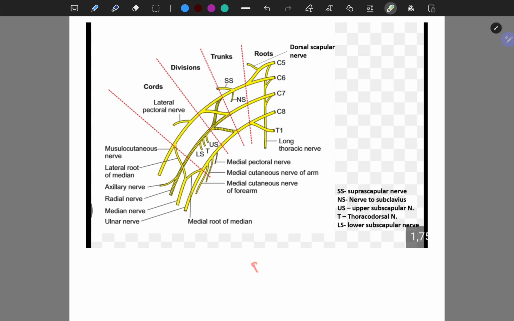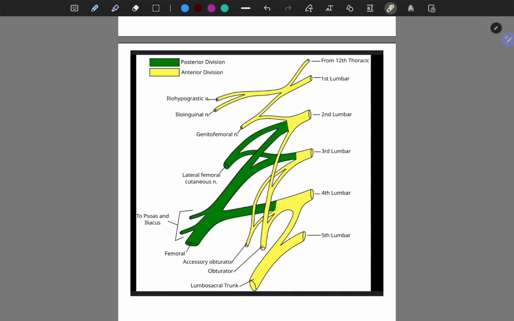The brachial plexus will get compressed in thoracic inlet syndrome, like when the patient has a cervical rib. And this is very important: the lumbar plexus, T12, L1, L2, L3, L4, L5. From L5 and the sacral plexus they form the lumbosacral trunk.